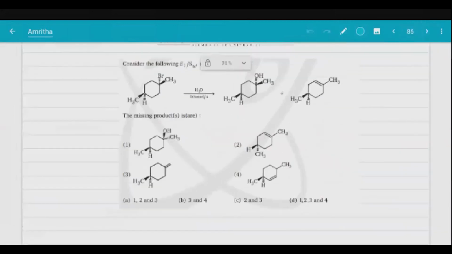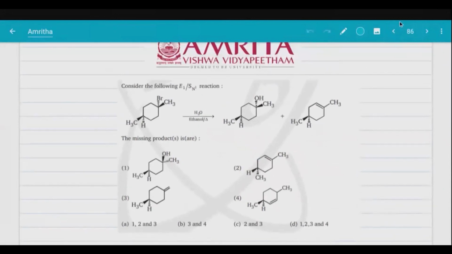See this. Now, elimination, we did questions. Substitution, we did questions. Now, competition between E1 and SN1. Look at this. Br is present here, Br is down, and some products are given. They are asking, what are the missing products here? It is given H2O, ethanol, and competition between E1 and SN1. Both are first order reactions. Carbocation is the intermediate, no doubt, but this may be elimination or this may be substitution.